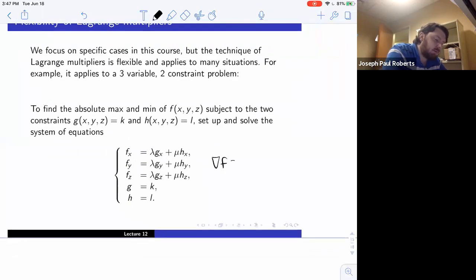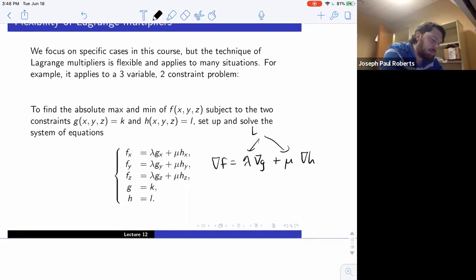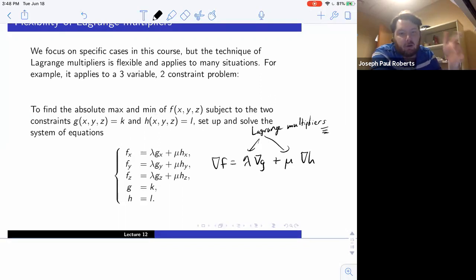And so the idea is that each constraint gives you a term on this right-hand side. And each of those constraints causes you to introduce one Lagrange multiplier. So this technique we've been using was Lagrange multipliers. Most of the examples we'll be doing in this class for your quizzes and exams will only have one Lagrange multiplier. But if you have multiple constraints, you get multiple Lagrange multipliers.